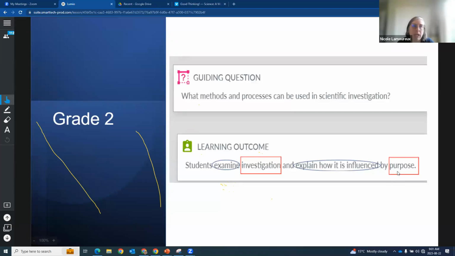What is an investigation, right? You know, we've got prediction and observations and recording them and using those observations to make conclusions. Now we're going to look at, okay, let's look at this a little deeper. And how is it influenced by purpose? Okay, so we're going to go into the cusps, which will help lay this out a little bit more.